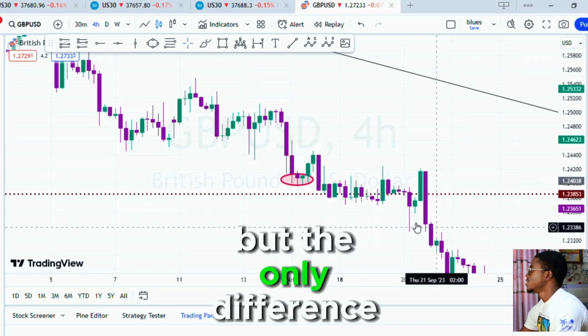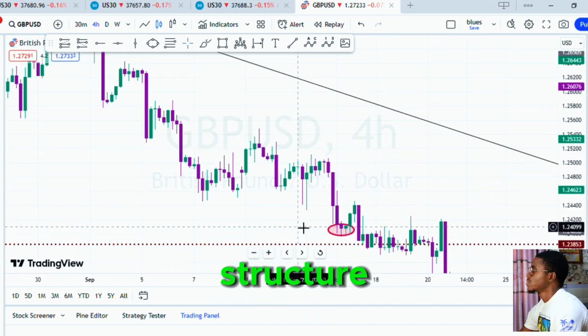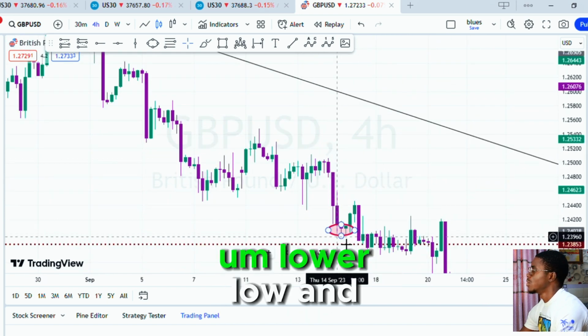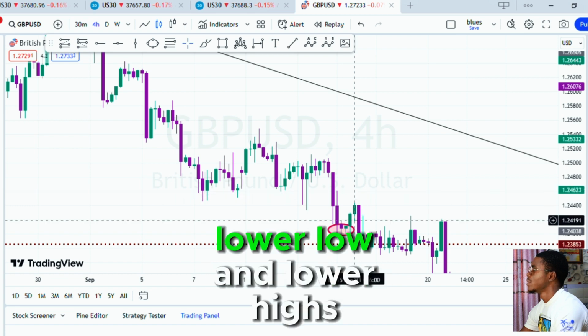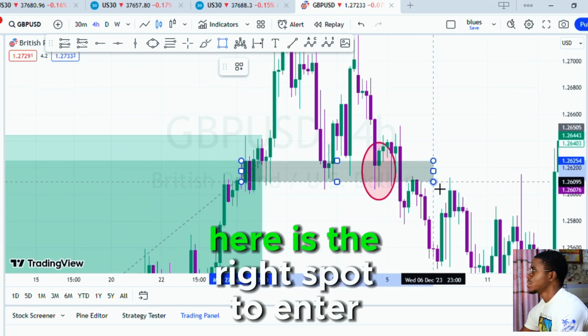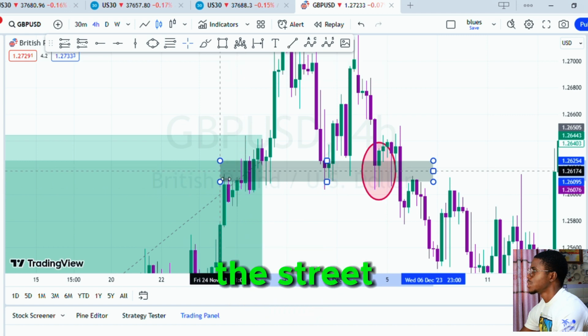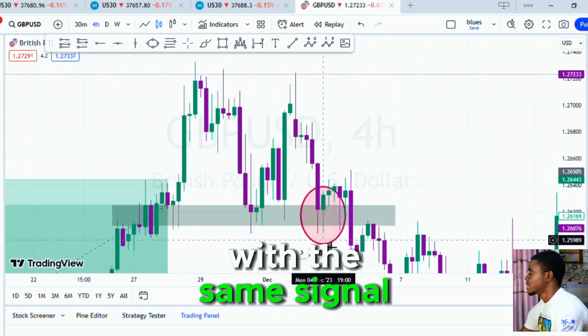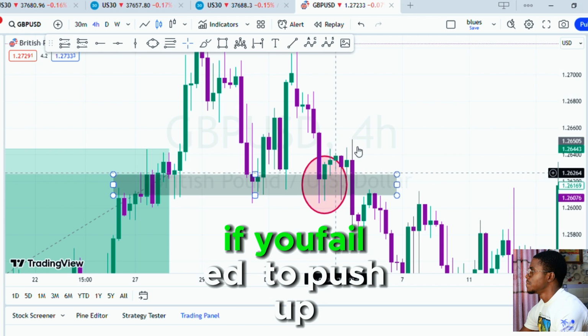But the only difference here is there's no break of structure. It's still trending: lower low, lower highs, lower low, and lower highs. Here is another example again. Here is the right spot to enter this trade with the same signal. But as you can see, it failed to push up.